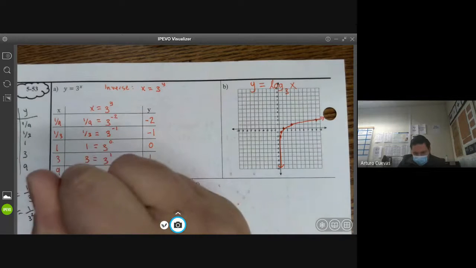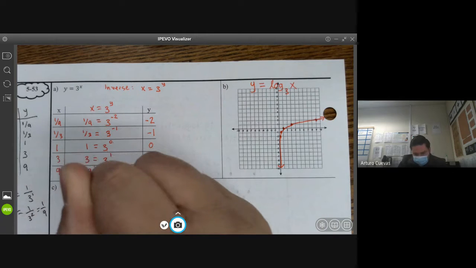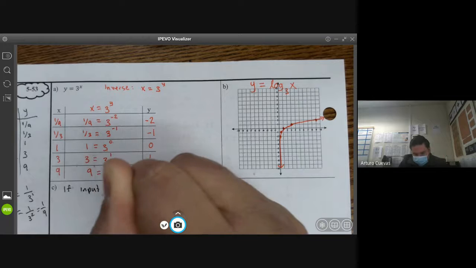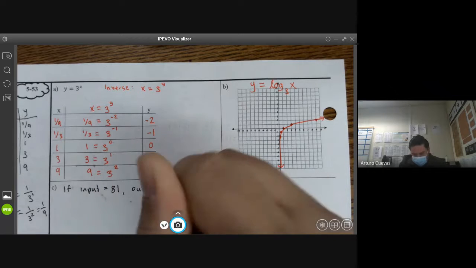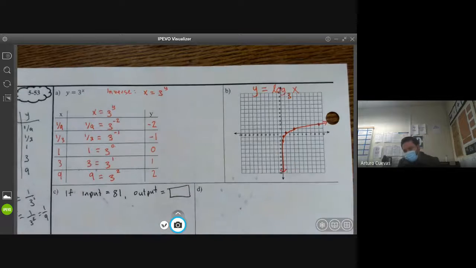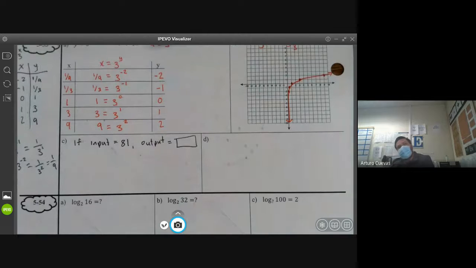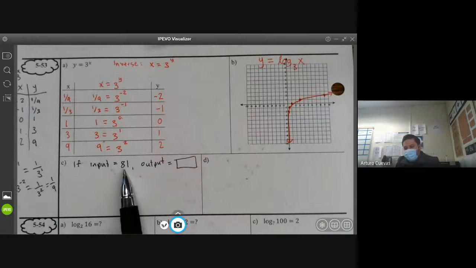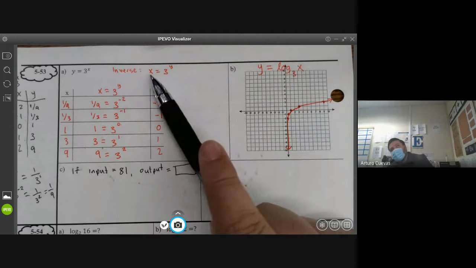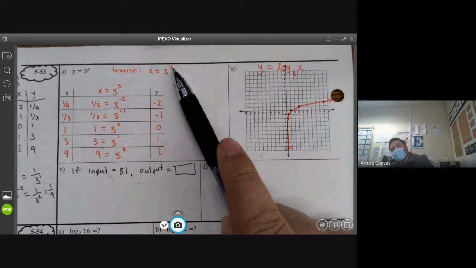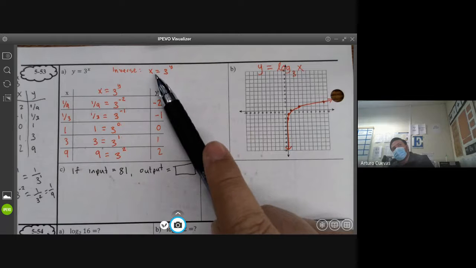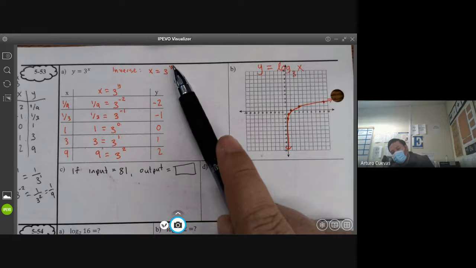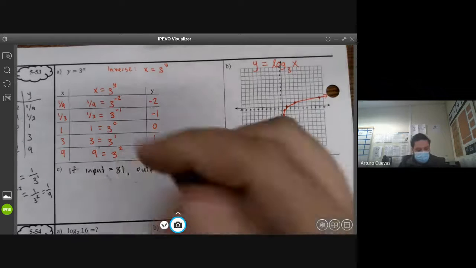If the input is 81, the output will be blank. Okay, so let's start thinking about it this way. If the input is 81, in other words, if x is 81, what does y have to be? In other words, to what exponent do I have to raise 3 to get 81? 3 to what power gives you 81? That's what we're trying to figure out, right?